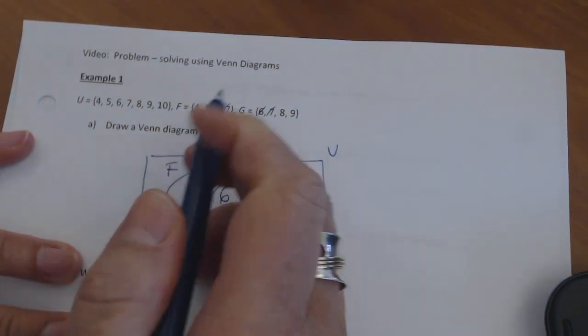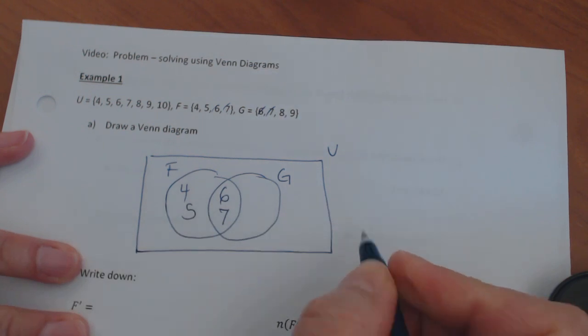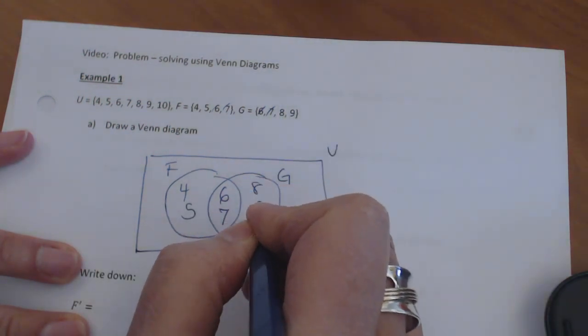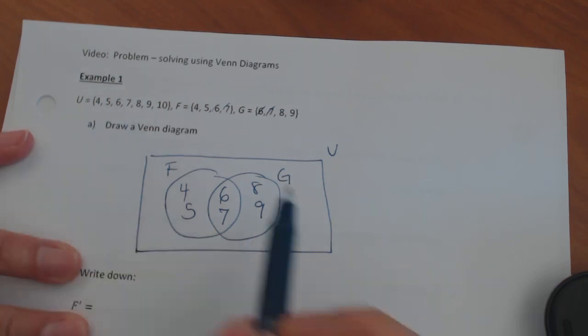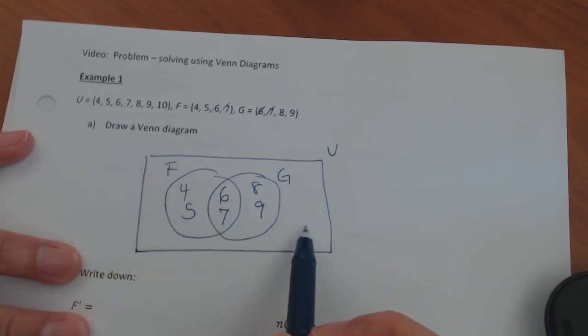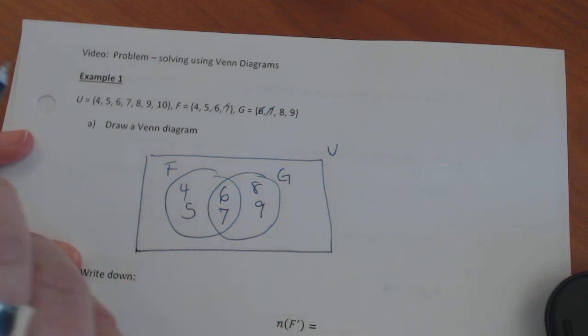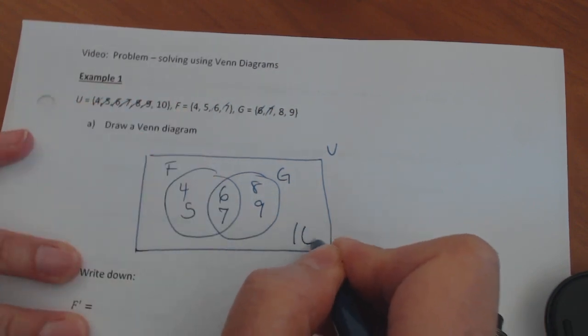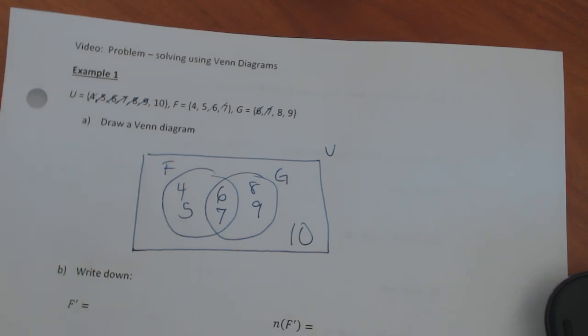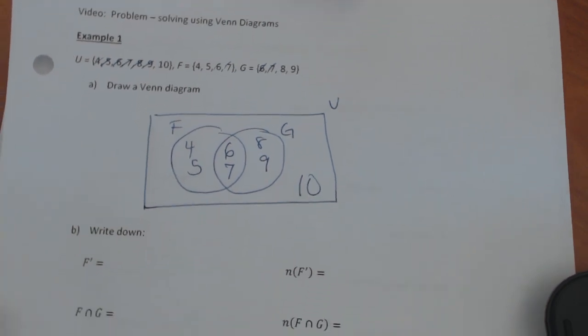Then let's look at set F, what's left over. 4 and 5 are left over, and here 8 and 9 are left over. Now let's check our universal set to make sure we have all the numbers, because there might be some that don't belong to both of those. That would go on the outside. So we have 4, 5, 6, 7, 8, and 9. The one that we're missing though is 10. Okay, so we're ready to go with answering these questions.